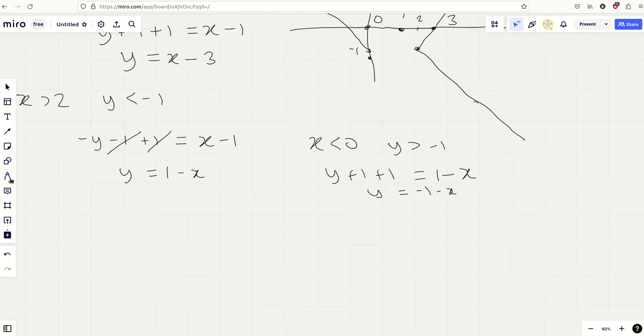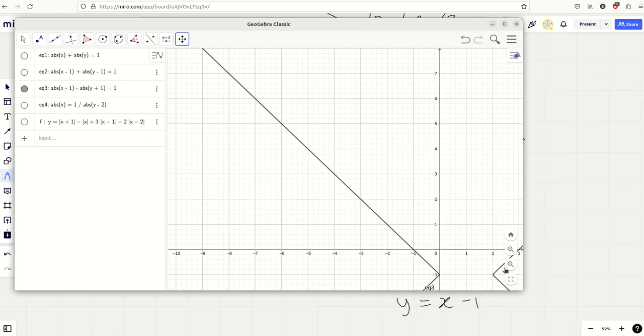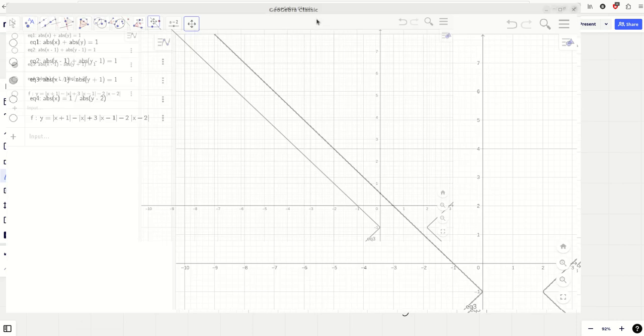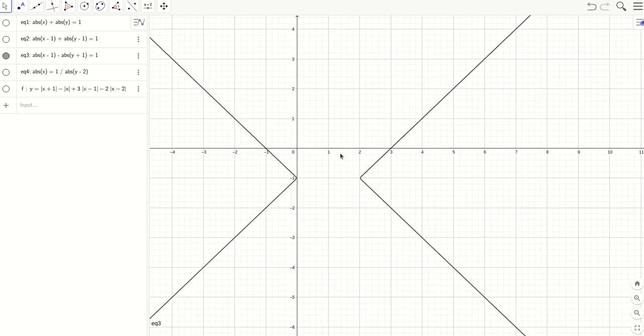And the last little bit, it's going to be easy. x is less than 0, y is less than minus 1. So we're going to have minus y minus 1 plus 1 equals 1 minus x. And we get, they cancel, so y equals x minus 1. And it looks like that. So your final sketch, if you do it nicely, should look like this. But yeah, it's subtle, that bit, when you've got to realise that x actually can't be between 0 and 2. When somebody shows it to you, it's obvious.